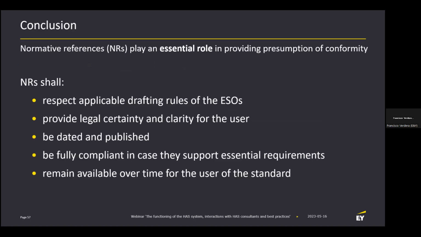And conclusion. Well, I think I have repeated it too many times, but please understand, normative references remain one of the main reasons for non-citation. And this is something that we really could avoid very easily. So please respect the applicable drafting rules of the ISOs that clarify very well that. So then the normative references shall respect the applicable drafting rules. They shall provide legal certainty and clarity for the user. So it has to be crystal clear which is the version that has to be applied. Shall be dated and published.